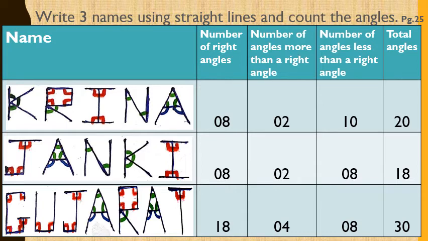In the name Gujarat, the total number of right angles are 18. The number of angles more than a right angle are 4 and the number of angles less than a right angle are 8. So, total number of angles are 30.